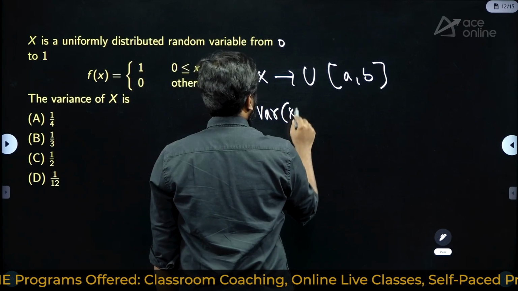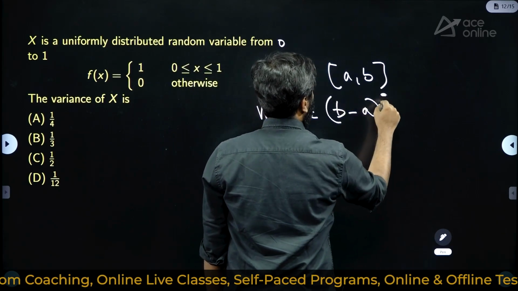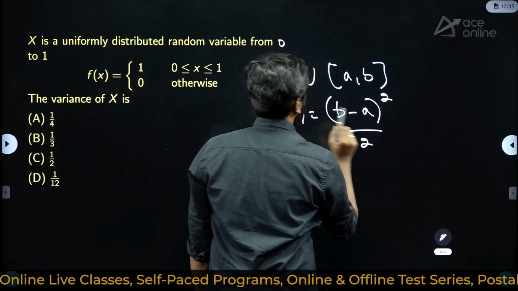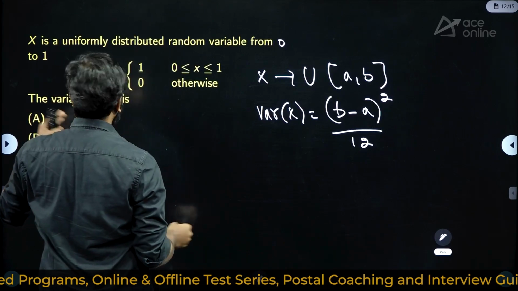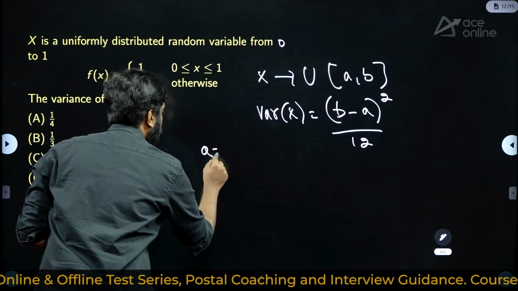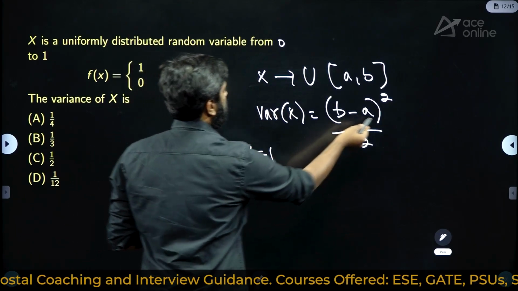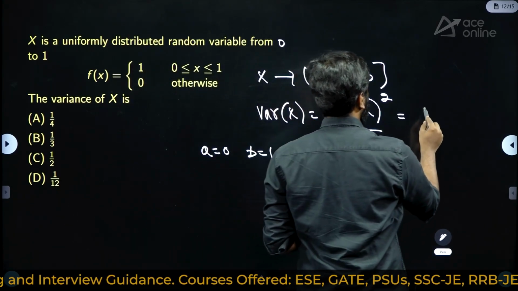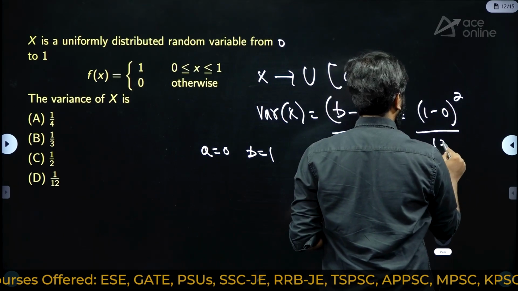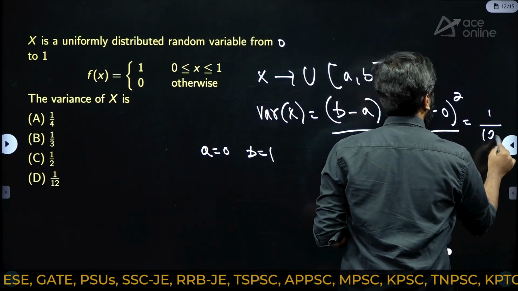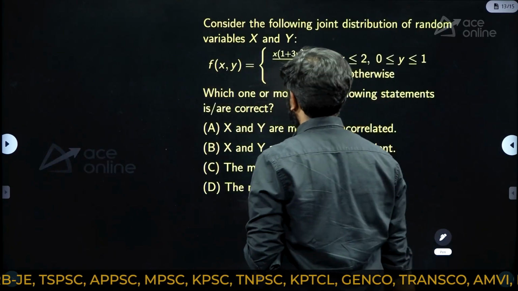So the variance of X is (B minus A) whole square by 12. In the present problem, it says X is uniformly distributed in the interval 0 to 1. So that means the value of A is 0, the value of B is 1. You can substitute into this variance formula, which is (1 minus 0) whole square by 12, which is 1 by 12. So we have that option here. This is the right answer.